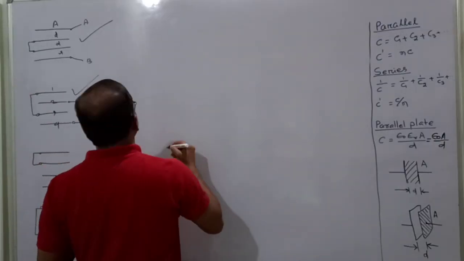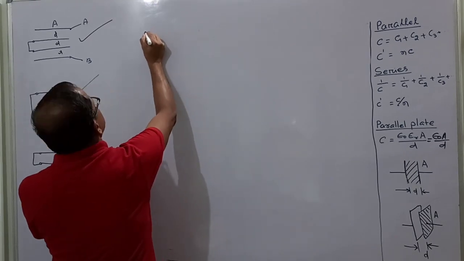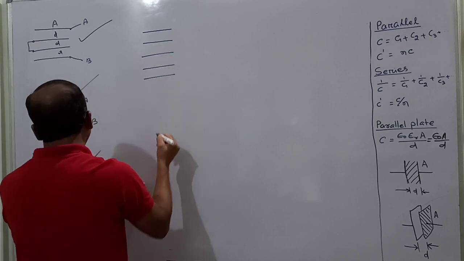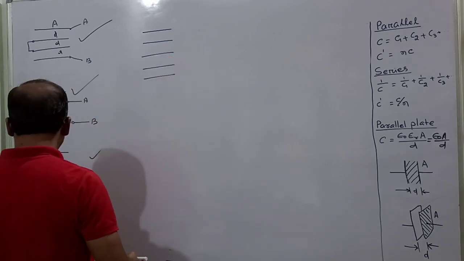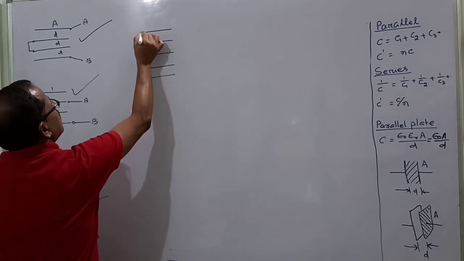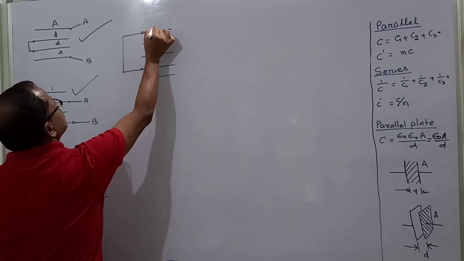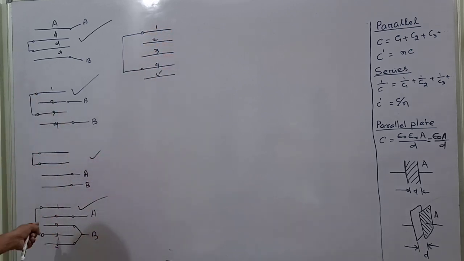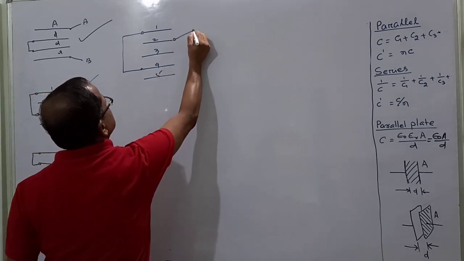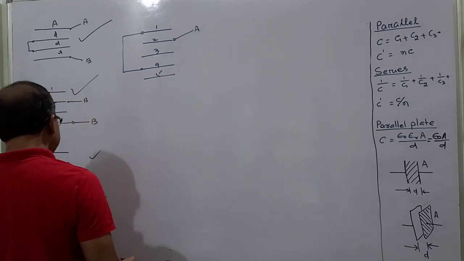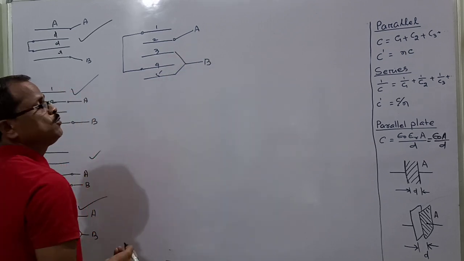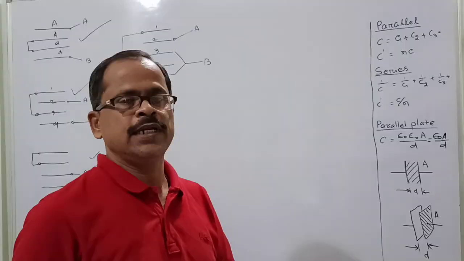This problem I am solving here. How many plates? 5 plates. Let us draw them here: plate 1, 2, 3, 4, 5. Plates 1 and 4 are short circuited. Then 2 is terminal A. Then 3 and 5 are combined and called terminal B. So we have to find out the net capacitance between the points A and B.